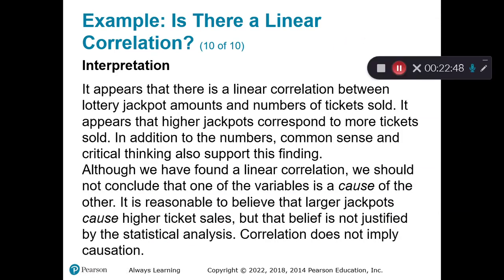And here is a more thorough interpretation of this example. The higher ticket sales do tend to go with higher jackpot amounts. However, just because we found evidence that there's a linear relationship between these two variables, we need to be very, very careful not to use the word cause. There is no causation necessarily, even if we find correlation.